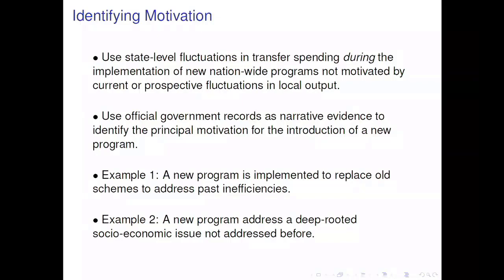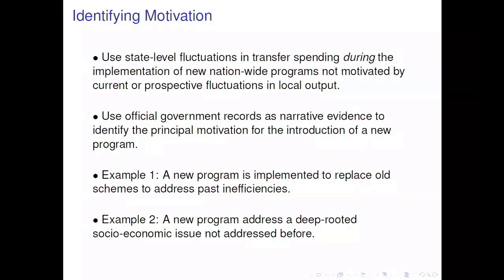So you're implementing a nationwide program not because there's some problem in a particular state or a particular local issue, but because in general you identified there was a problem with the older programs. So the assumption is that because it's a national level decision, it's exogenous to the rest of the state. Yes. Yeah.